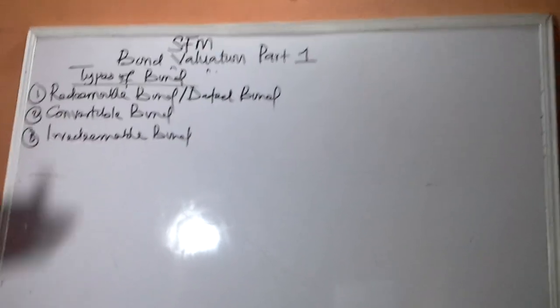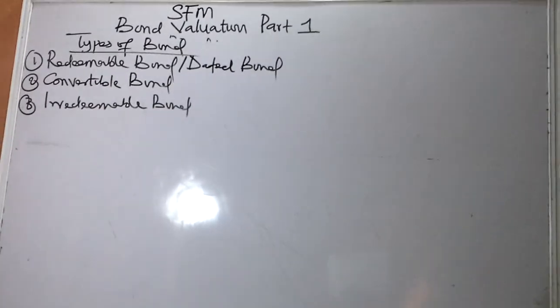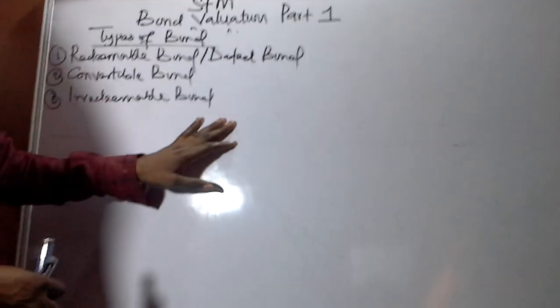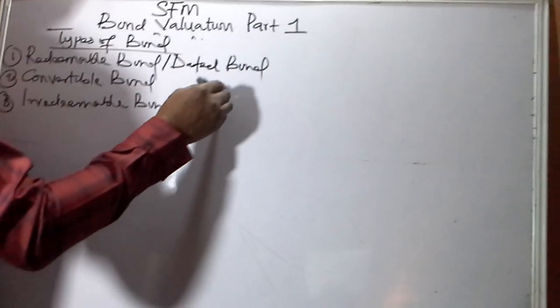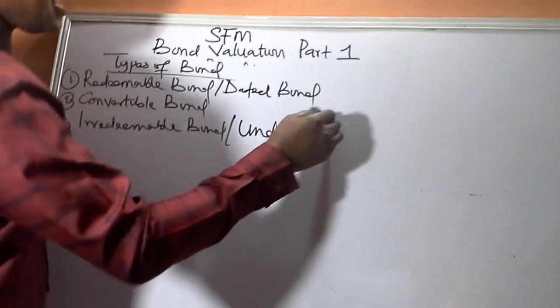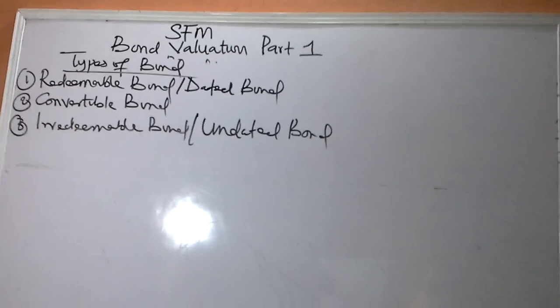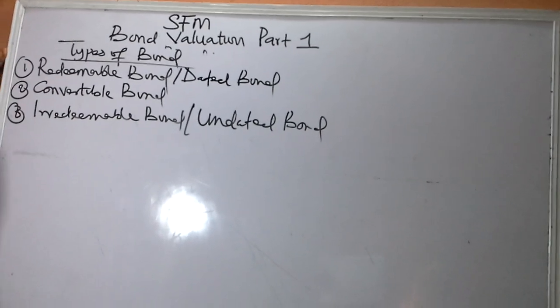Next now is the irredeemable bond. That is the bond without what? A redemption date. It is called an undated bond. So it has no date of redemption. So these are the bonds.